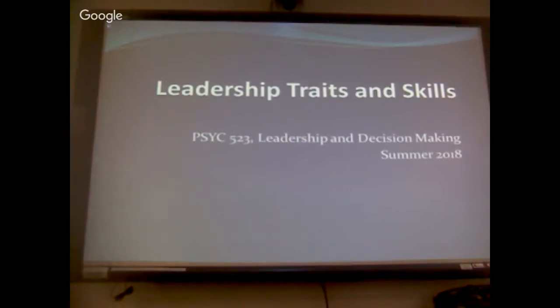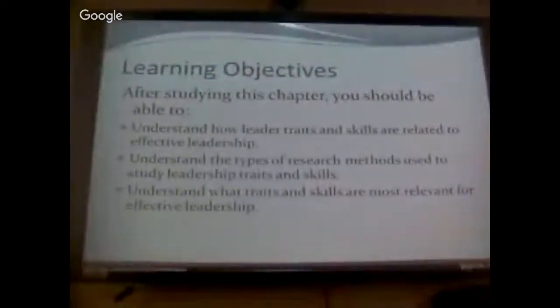So based on popular request, I started adding the study objectives from the chapter to the presentation. After studying this chapter and after some of the things we're going to discuss tonight, you should be able to have some basic understanding of how leader traits and skills relate to effective leadership.